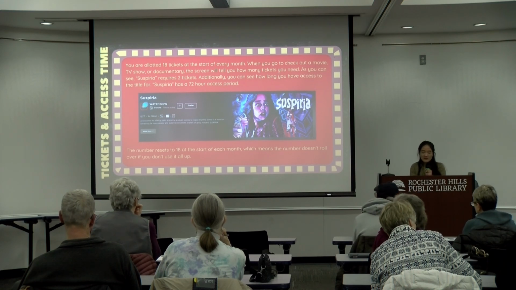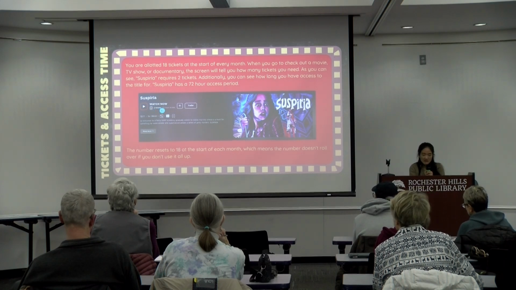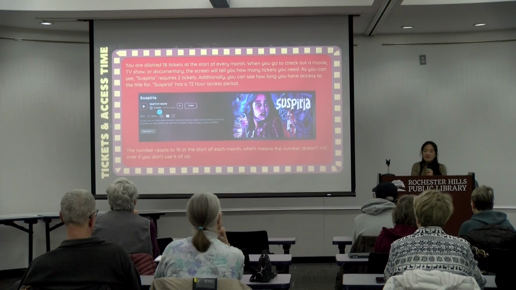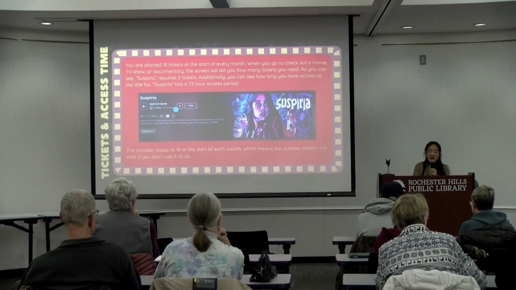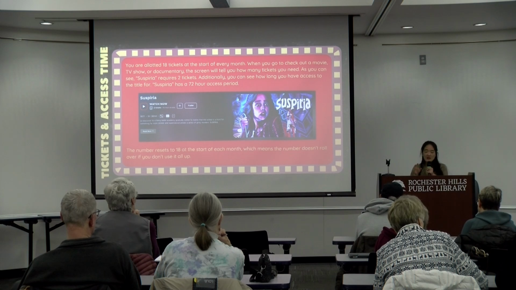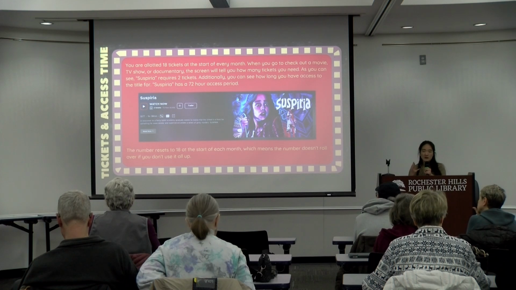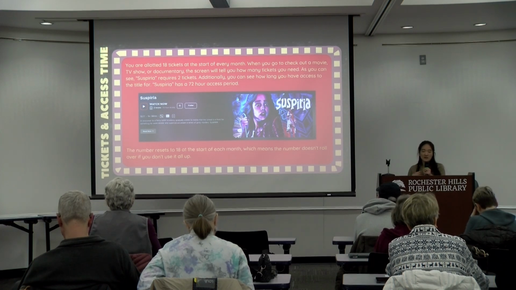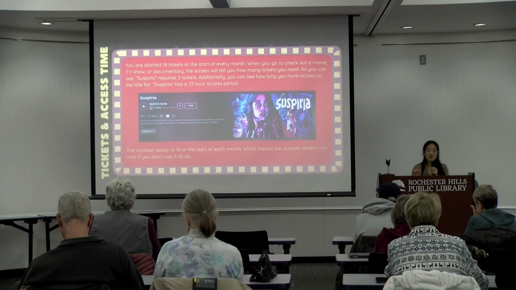Oh, here's a good example. So I clicked on Suspiria, and if you look here, it says 2 tickets, 72-hour access. That means if you checked out Suspiria, you would have 16 tickets left to use by the end of the month because this costs 2 tickets. 72-hour access means that you get this movie for 3 days. It might depend on what you check out. Certain things might have a longer checkout period than others, but for this title in particular, it has a 72-hour access.